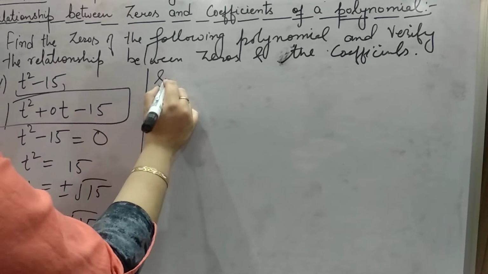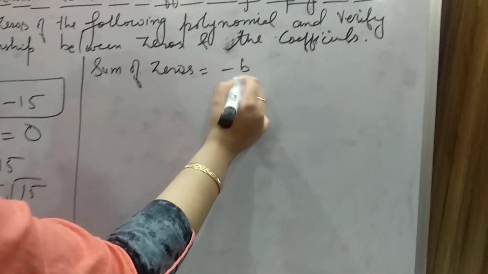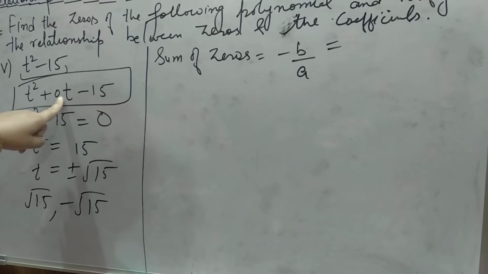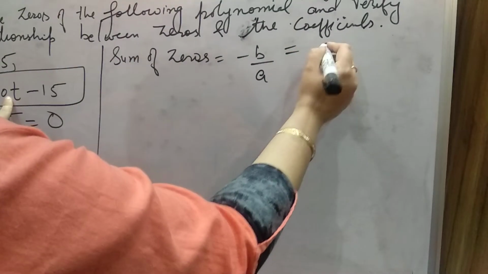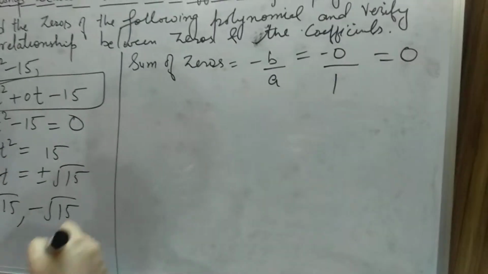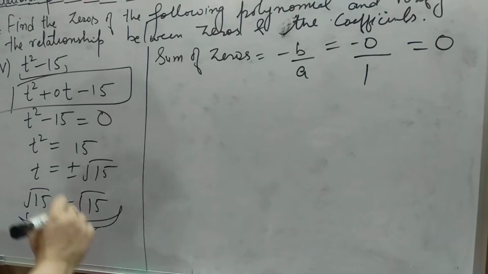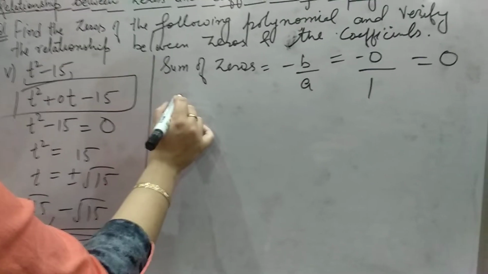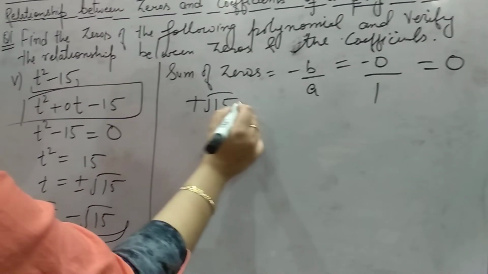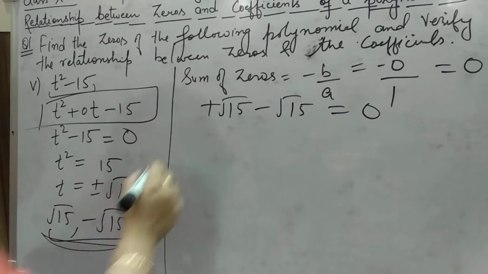Sum of zeros, by using the formula, is minus b upon a. Minus b means this which is missing, that is 0. Minus 0 upon a, which is 1, is equal to 0. And if we find the sum of zeros from here, the sum of zeros is plus root 15 and minus root 15, that is also equal to 0.